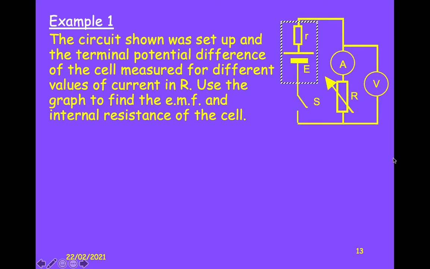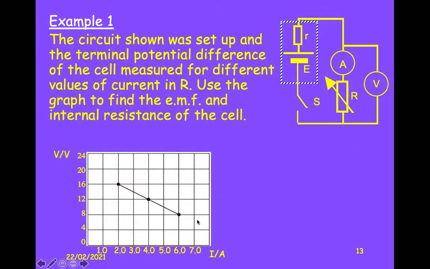So here's an example. Current setup, similar to the one we've just looked at. We've got just 3 points have been taken, so they've taken 3 readings. So we've got 2 amps, 16 volts, 4 amps, 12 volts, 6 amps, 8 volts. So use the graph to find the EMF and the internal resistance of the cell.